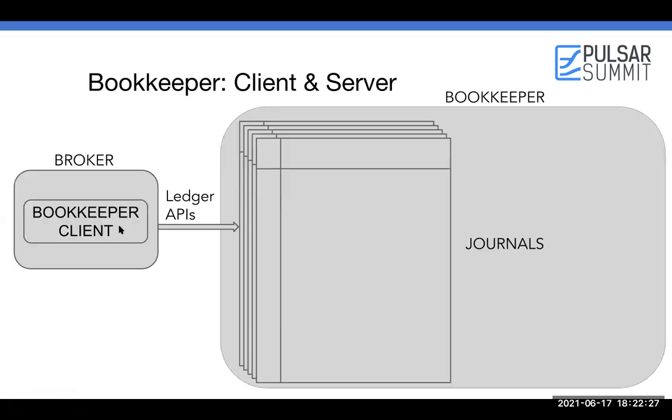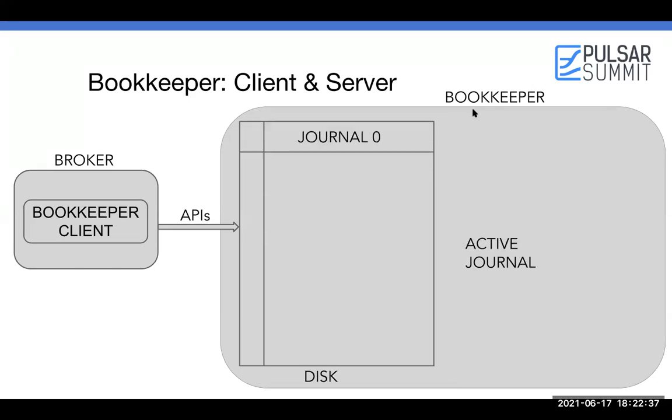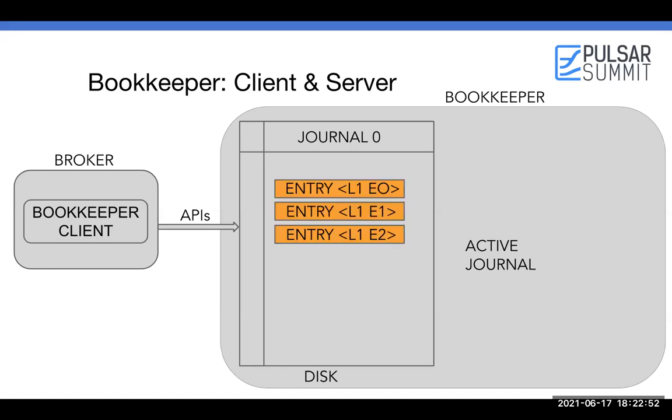So if we look at the Bookkeeper client, which is inside our broker, then we have a lot of journal files. These are transaction logs inside the Bookkeeper server. If we look at an active journal, there are journals which are written, they are full and closed, we rolled over and got a new active journal, and we want to write some entries into Bookkeeper. So we write entries for a ledger in the Bookkeeper.